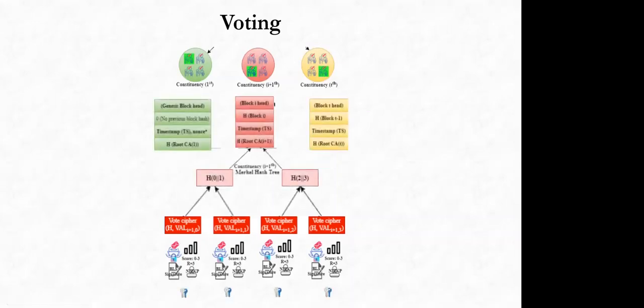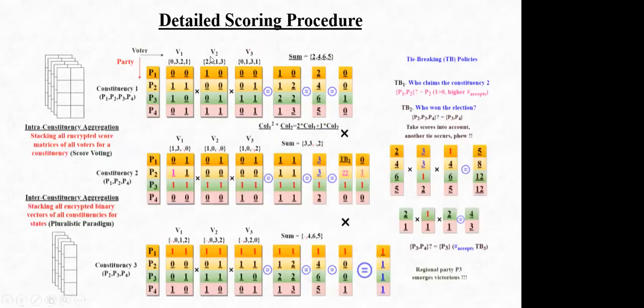A Merkle hash tree is being created for each and every single constituency. And there is a linkage established between each and every single constituency block. So I just want to explain this detailed scoring procedure.